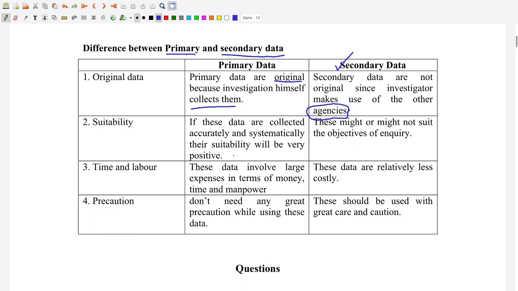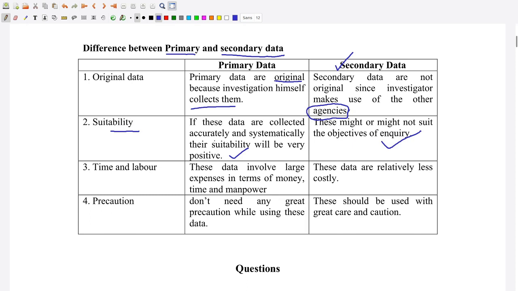Then we will check the suitability of this data. If the data are collected accurately and systematically, then the suitability of this data would be very positive. But here you might go for certain inquiry. Suppose you ask your friend, I have sent this person to collect this data from that person, so would he bring me the correct data or not? So you are checking the suitability of the data for you, whether the data collected by that particular person would be suitable for your use or not.